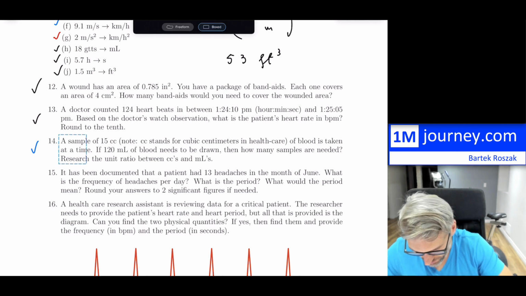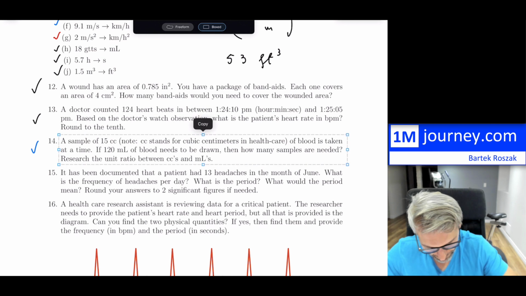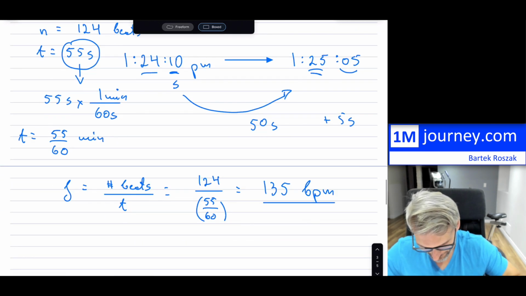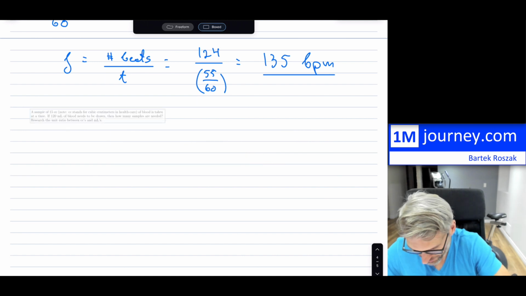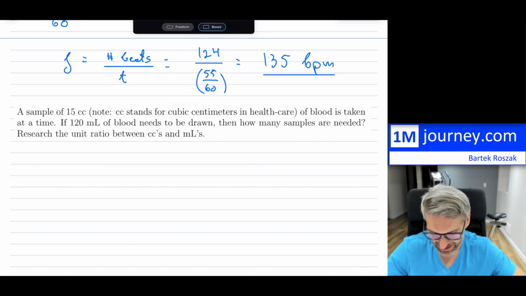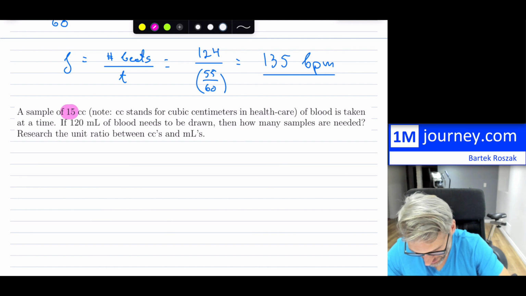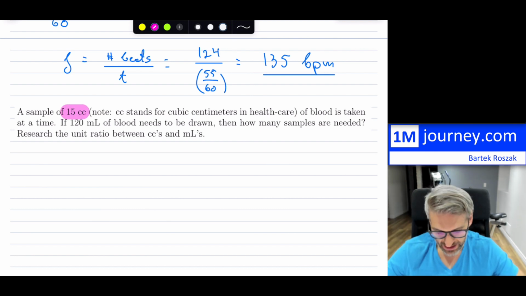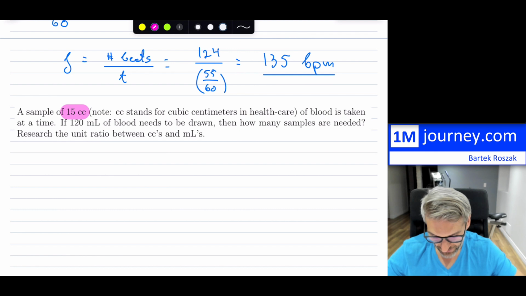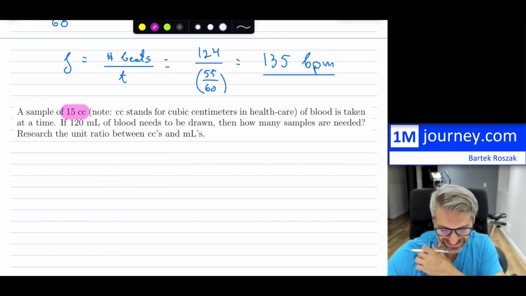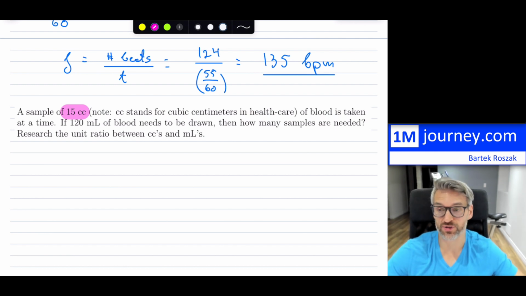I'm going to copy this, put it in here, paste: a sample of 15 cc's of blood is taken at a time. Note that cc stands for cubic centimeters in healthcare. Now, if 120 milliliters of blood needs to be drawn, and each sample is 15 cc's, how many samples are needed?